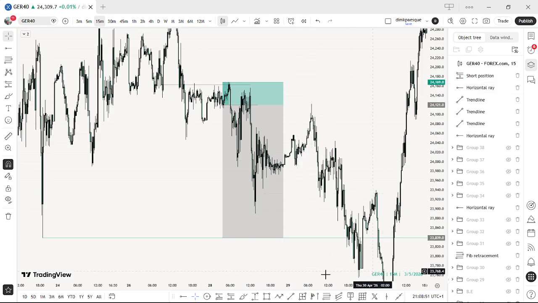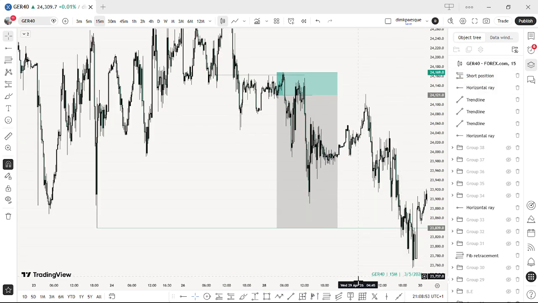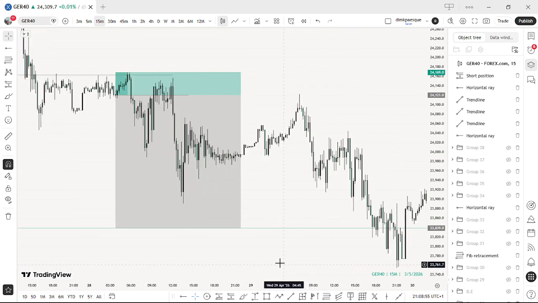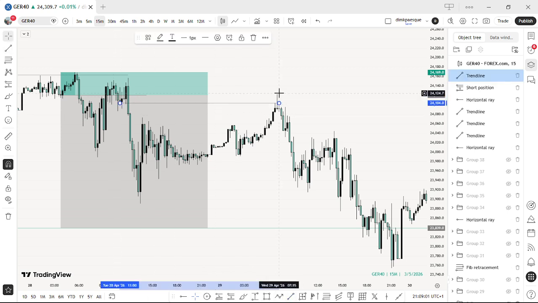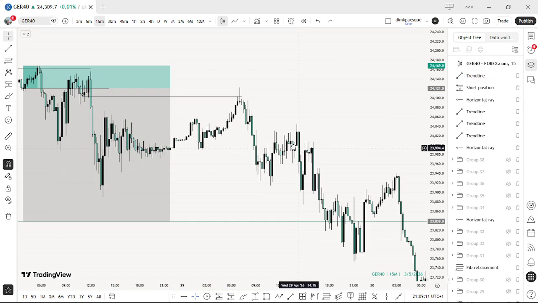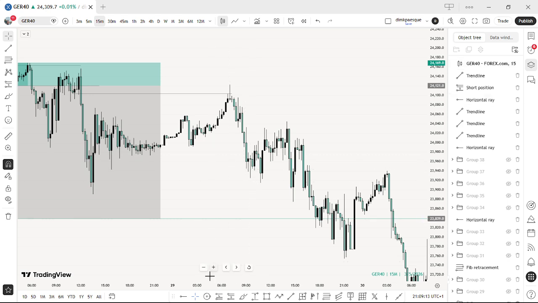And the second entry was after. So when we retraced and we rejected this key level, my focus had been on how I could join the move again. So we have this key level here, if I'm not mistaken. All right. So we have this key level here. We rejected from it.